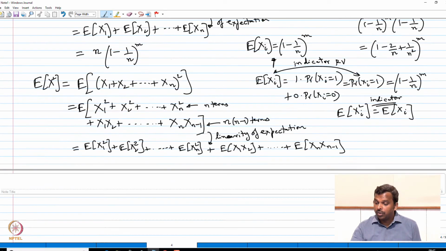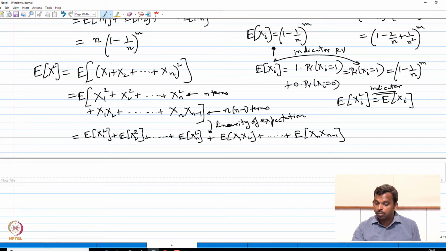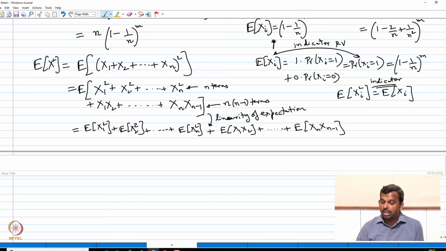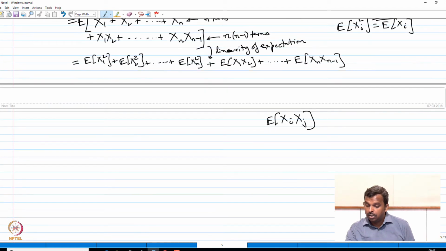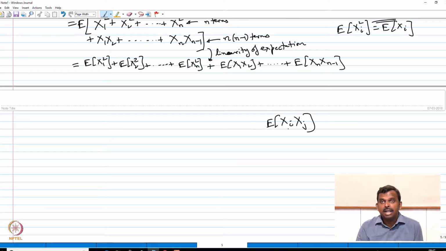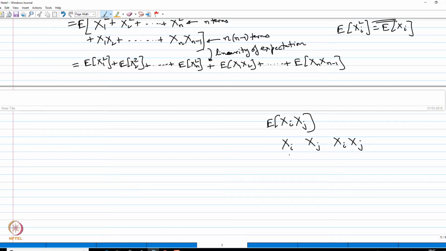And what is expected value of xi times xj? Okay, so I'm multiplying xi and xj, right? Remember, xi and xj take two values, 0 or 1. So if you write down xi xj, they take 0 0, 0 1, 1 0, 1 1. What will happen when you multiply xi and xj? All these guys will become 0. This will be the only thing that's left.